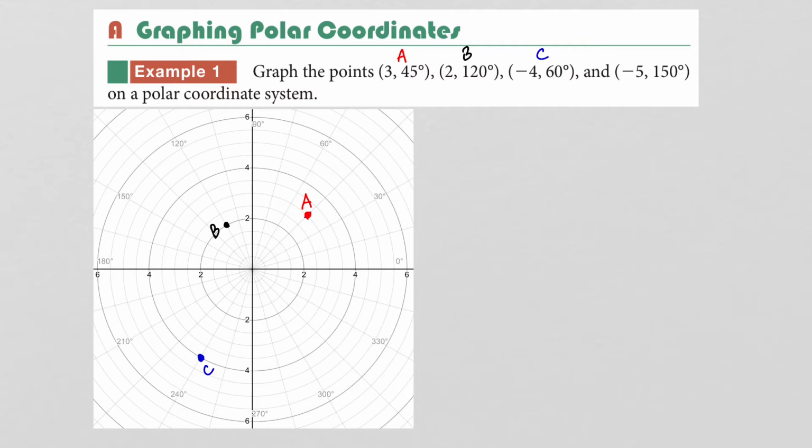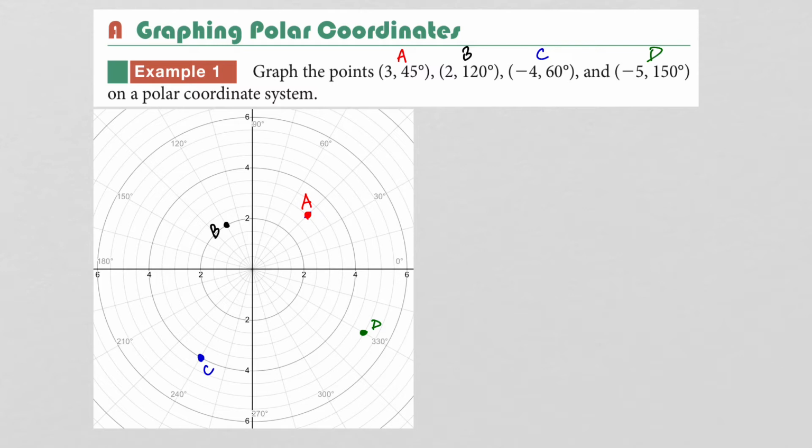And finally, let's talk about the point (-5, 150 degrees). So once again, the first thing we do is we locate 150 degrees, which is this angle here. And again, if it were +5, we would simply go 5 units in the direction of 150 degrees, which would be this point. But because it's -5, we have to go in the exact opposite direction, which means we end up over here, 5 units away from the pole. So that last point occurs right here, and we'll call this point D.